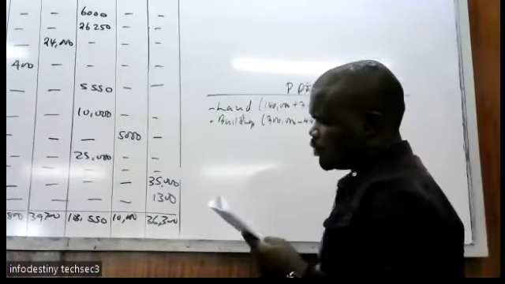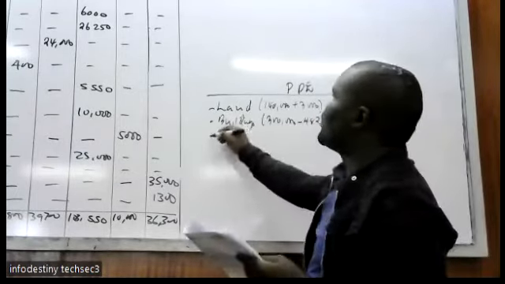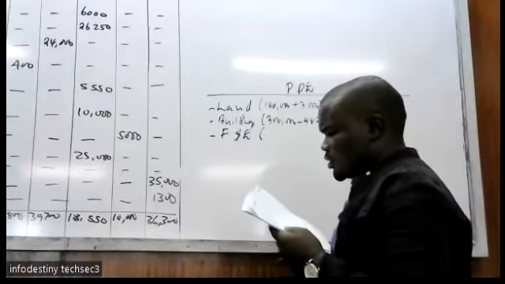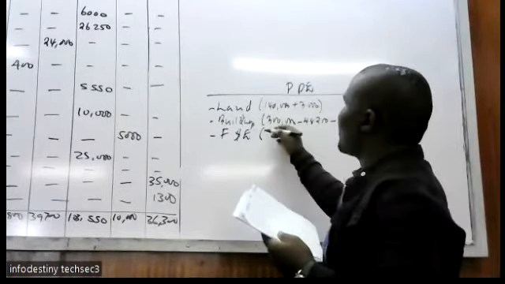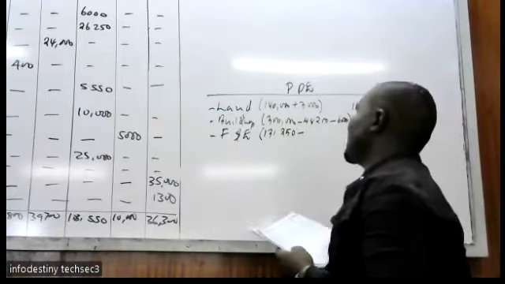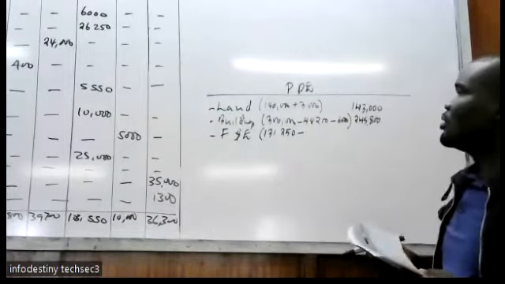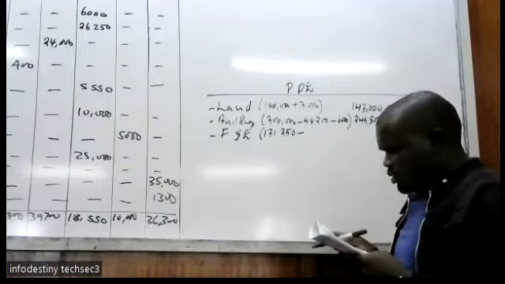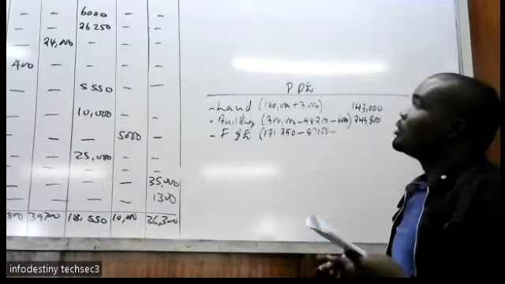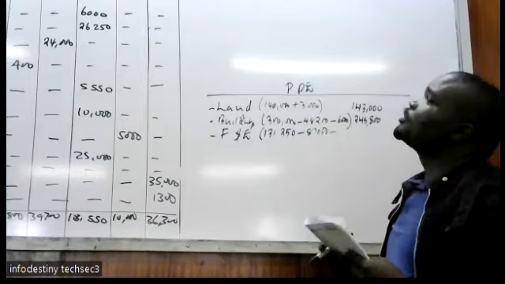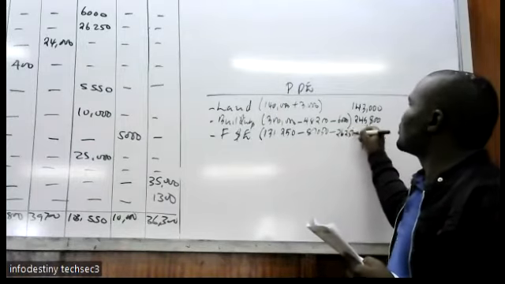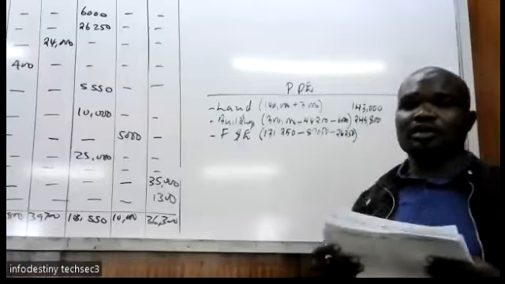Then we have furniture and equipment, 131,250 minus accumulated 87 minus this year 26,50.